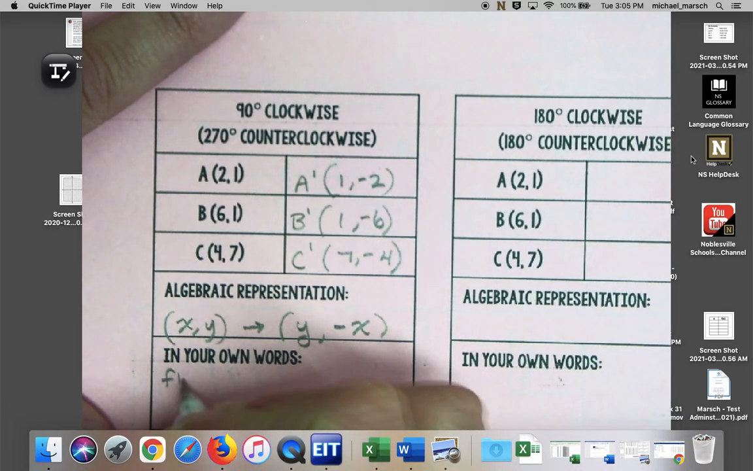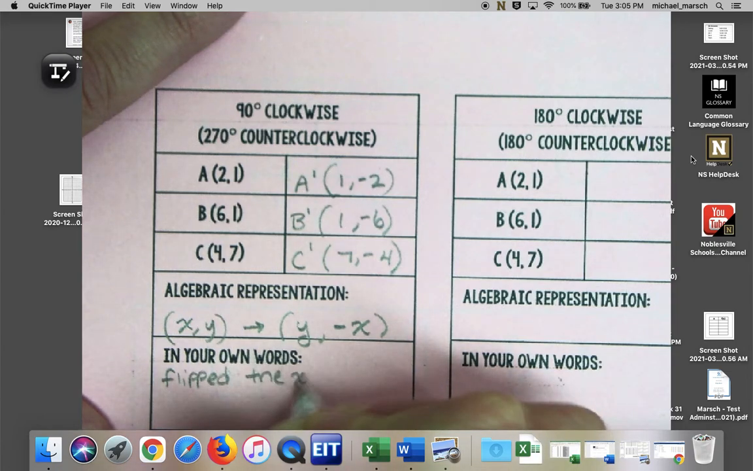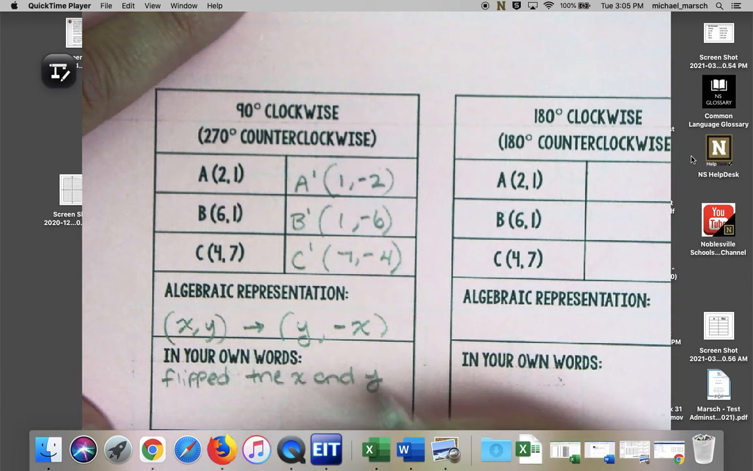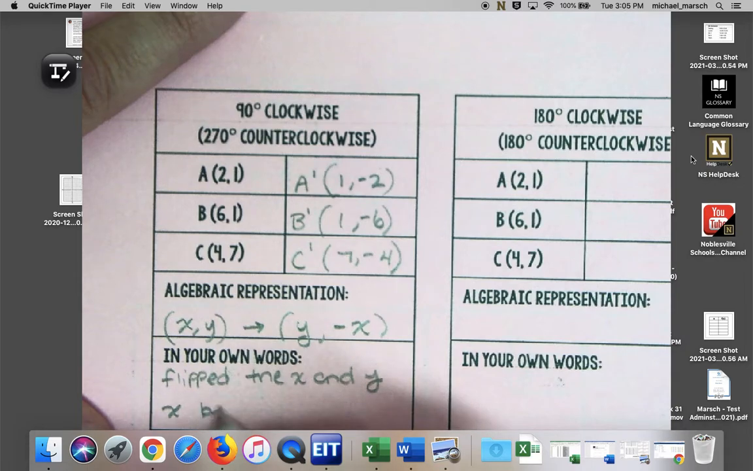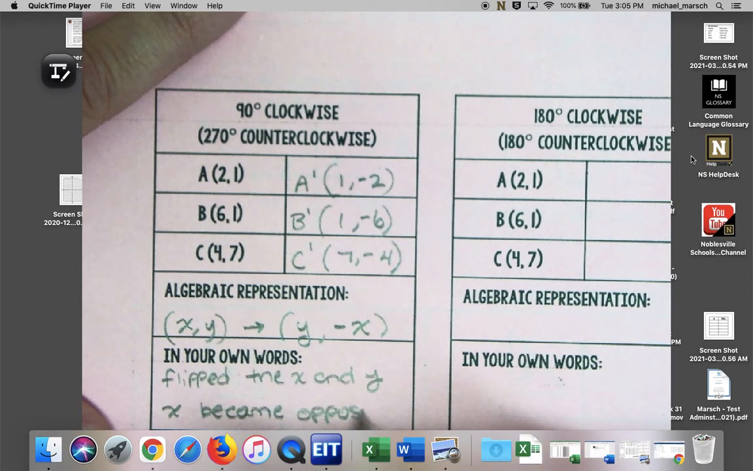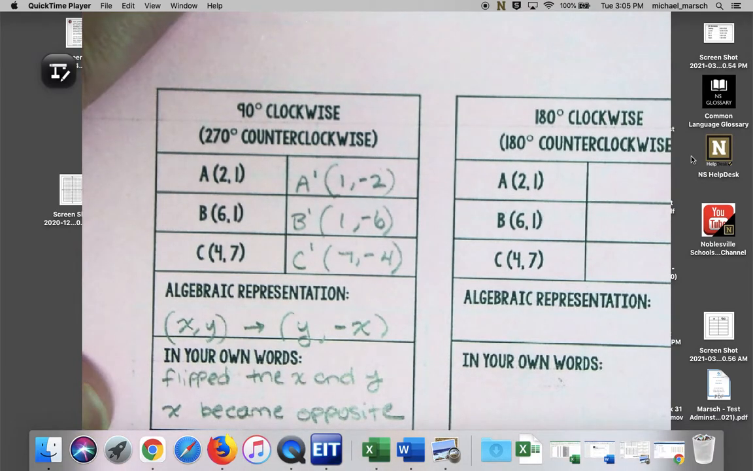Okay, so in our own words, let's describe what happened here. We flipped the X and Y. X became opposite. Remember, we use the word opposite because if it was positive, we would make it negative. So instead of saying negative, we say opposite.